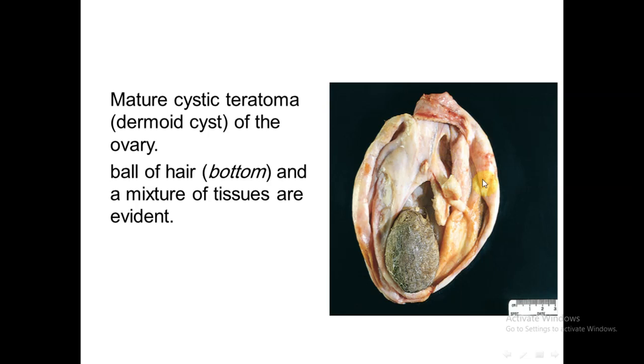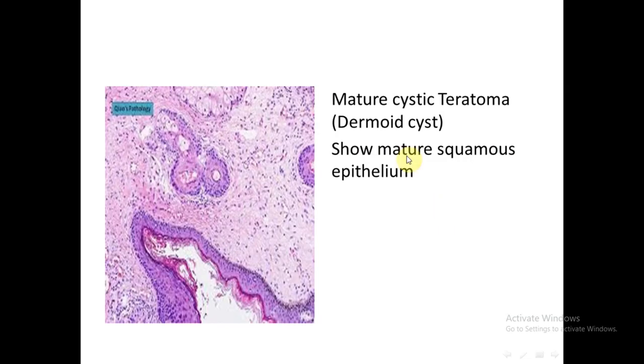Here we have a cystic structure with solid areas containing sebaceous material and hair. This is hair, and this is the sebaceous material. We have cystic spaces. This is a tooth. Mature cystic teratoma microscopically shows stratified squamous epithelium and skin appendages including sebaceous glands.